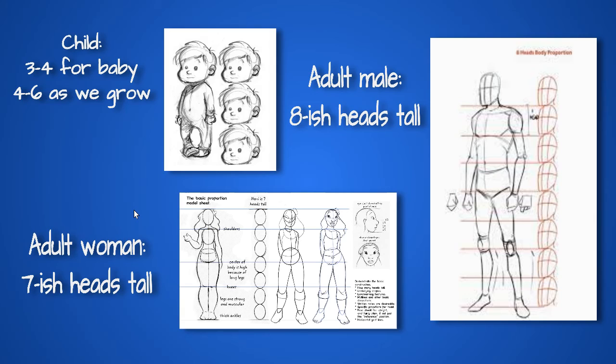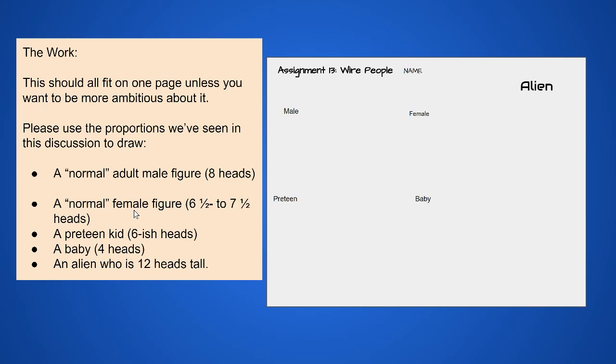Okay, we know, ya sabemos, that a man is 8 heads tall, que un hombre mide como 8 cabezas. So what I'd like you guys to do is to demonstrate this for me. I'd like you to do me a normal adult male figure. Quiero una figura de un hombre adulto. I'd like to see a female figure. Quiero una figura de mujer, usando las proporciones de mujer. A young child, un joven de como 11 años, maybe 11 or 12 years old, preteen. They're about 6 heads tall. Y un bebé. Bebé como 3 o 4 cabezas, maybe 3 or 4 heads, somewhere in there.